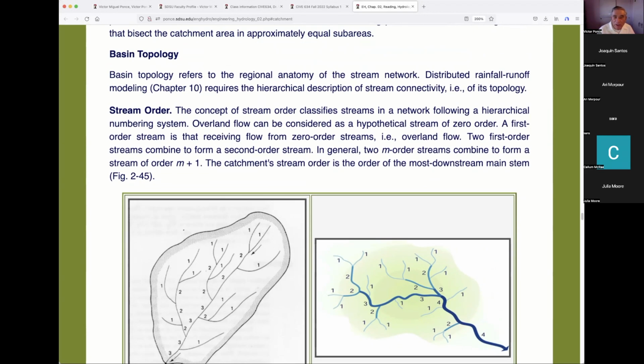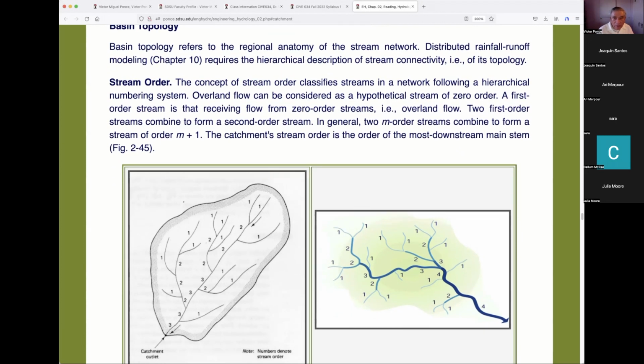So we define what is stream order. The concept of stream order classifies streams in a network following a hierarchical numbering system. Overland flow can be considered as a hypothetical stream of zero order, because we're often asked to calculate overland flow, and we have overland flow models, but typically that would be for a small basin. If we have a large basin and we still want to use overland flow, then we can use a system like HMS that will put together the watershed in terms of the order of the sub-watersheds, so that can be calculated through the use of a model.